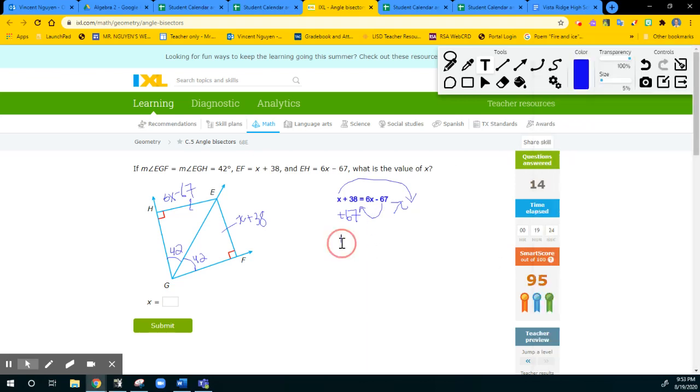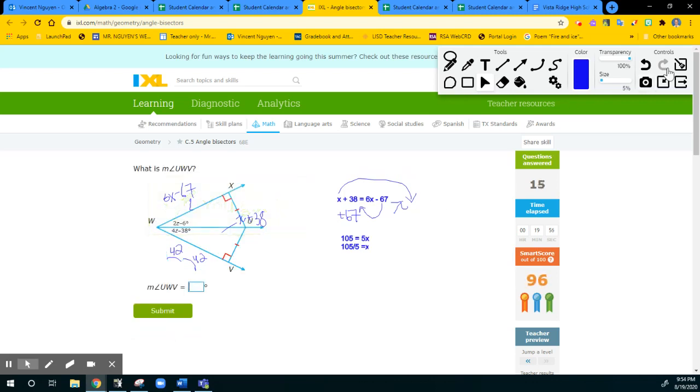So 105 equals, over here I have 6x and I'm taking away 1x, so it's going to be 5x. And then I'm going to divide everything by 5. So 105 divided by 5 will equal x. 105 divided by 5 is 21. So x is 21. I'm going to enter 21 here. Ta-da!